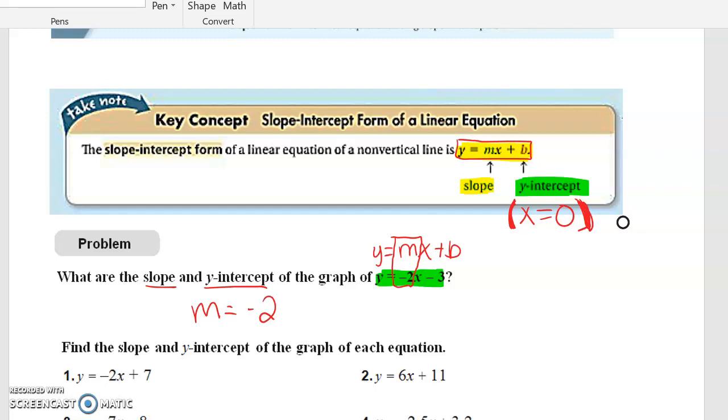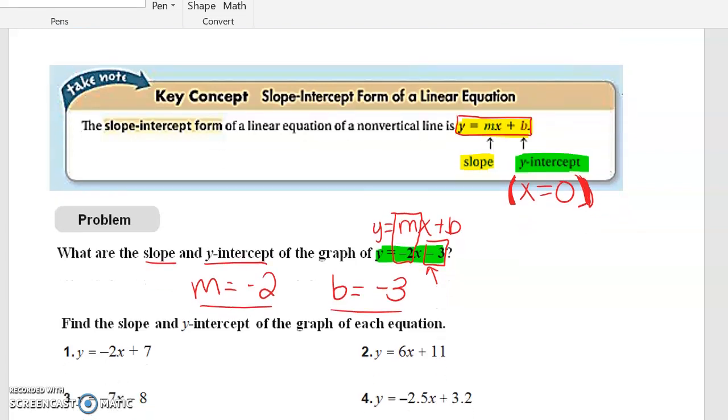The b value is going to be what comes after. In this case, our b is going to be negative 3. The sign in front matters. Because it's minus 3, our b value is negative 3, so don't forget to include that sign. That's how you identify the slope and the y-intercept. So let's try a few more.